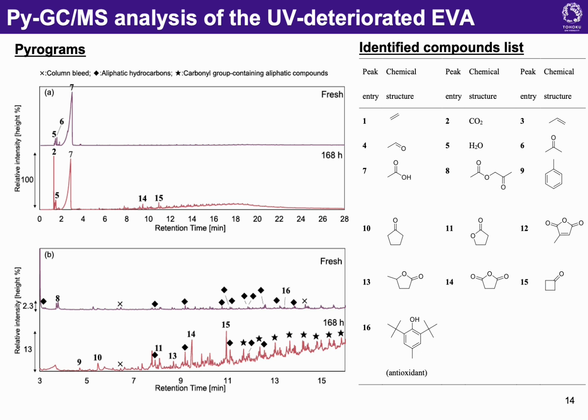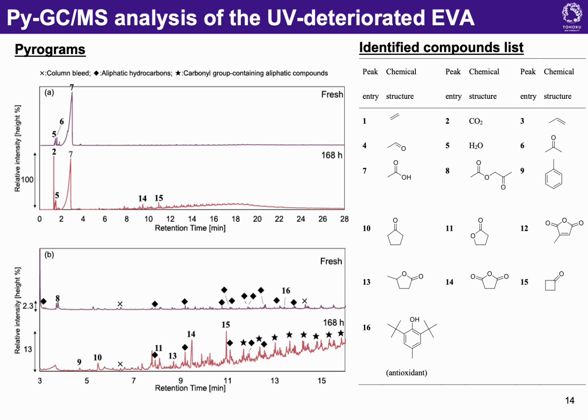The pyrolysis of the fresh encapsulant mainly produced acetic acid, number 7, with traces of water, number 5, acetone, number 6, and 2-oxopropyl acetate, number 8, which could be the product of a secondary reaction between acetic acid and acetone during pyrolysis, and aliphatic hydrocarbons derived from the polyethylene units. This result suggests that the selected pyrolysis temperature could mainly decompose the vinyl acetate units.